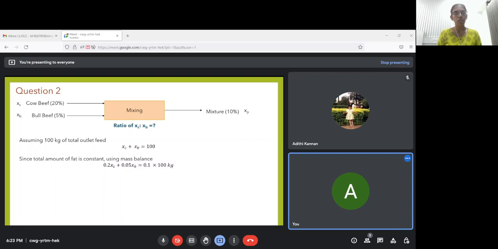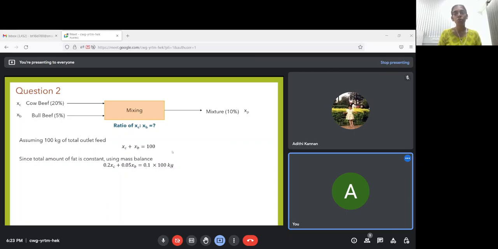So the total amount of fat in the inlet feed should be equal to the total amount of fat in the outlet feed. The inlet feed has 20% of fat in cow beef and 5% of fat in bull beef. This can be represented by 20% of XC, that is 0.2 of XC, plus 5% of XB, that is 0.05 of XB. This will be your total fat in the inlet feed. It should be equal to the total fat in the outlet feed, which is 10% of XP. XP in this case we are assuming to be 100 kgs. So it is 0.1 into 100 kgs.